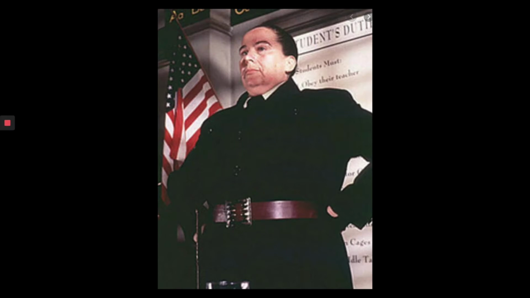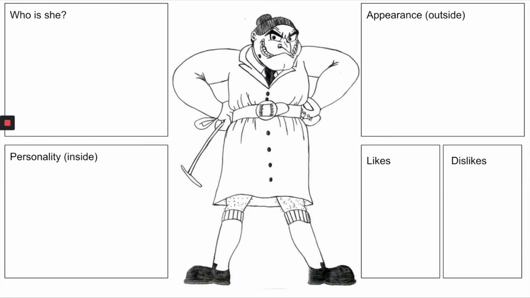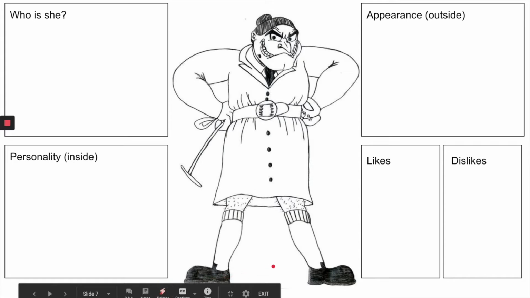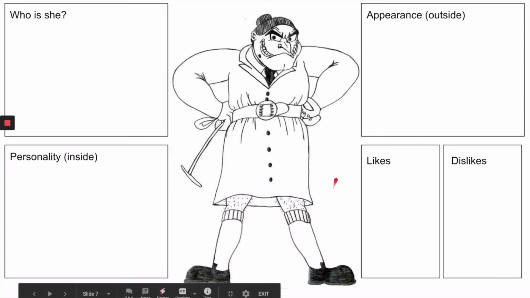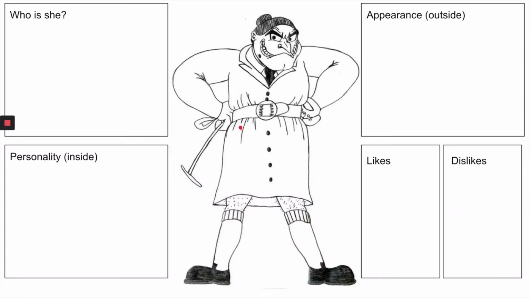Before we read any of the book or we watch clips of the film, what you need to do now is to create a sheet that looks like this. This is going to be your idea sheet where you are going to plan your character description. So you're going to draw a picture in the middle of Miss Trunchbull. It doesn't have to be this detailed. You don't even need to draw a picture. If you want to just write Miss Trunchbull with a cloud around it, that will work as well.